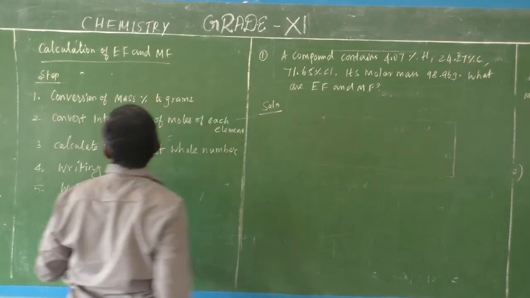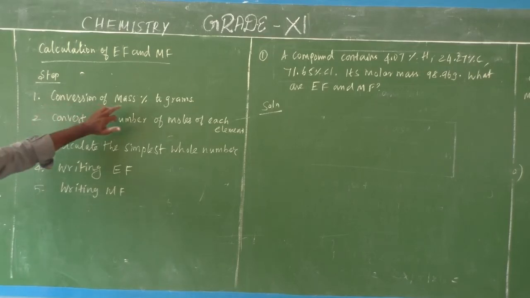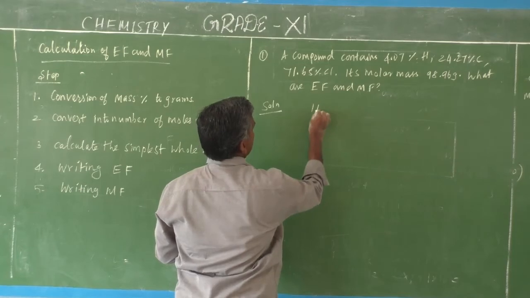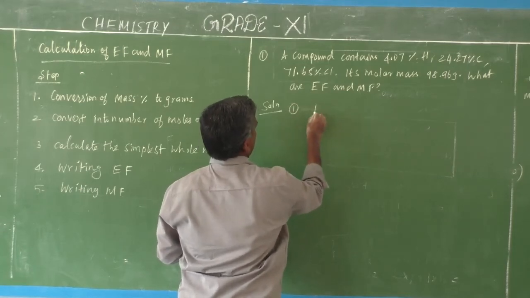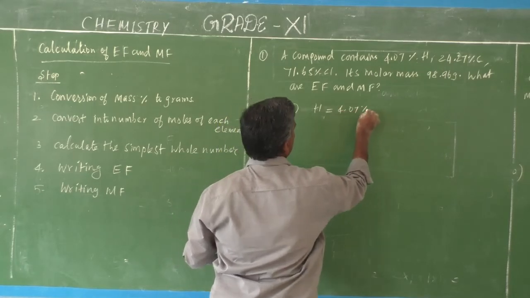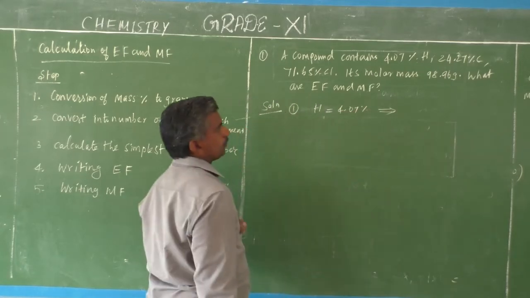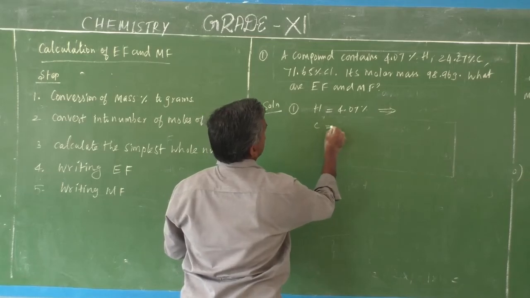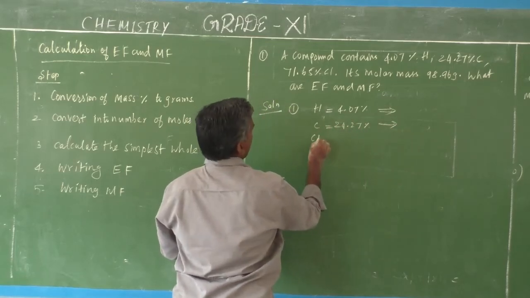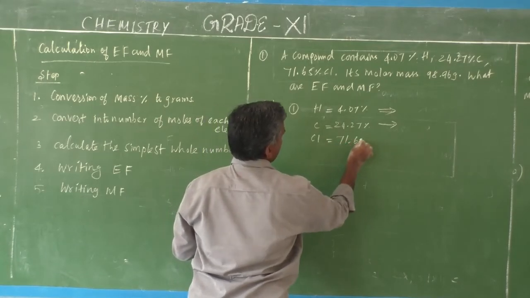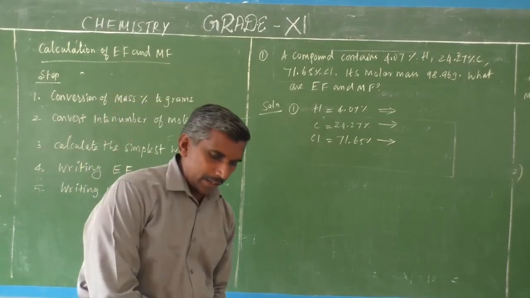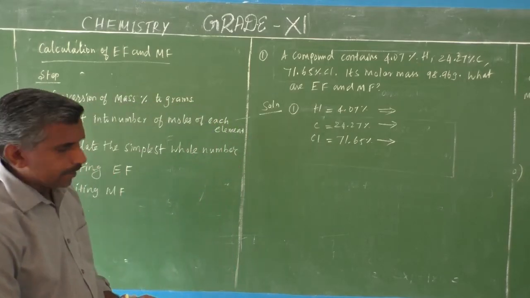Solution. There are 5 steps. First step, conversion of mass percentage into gram. Here, which element do we choose first? Hydrogen. Hydrogen percentage is 4.07%, so it is converted into gram. Then carbon 24.27% is converted into gram. Chlorine 71.6% is converted into gram.